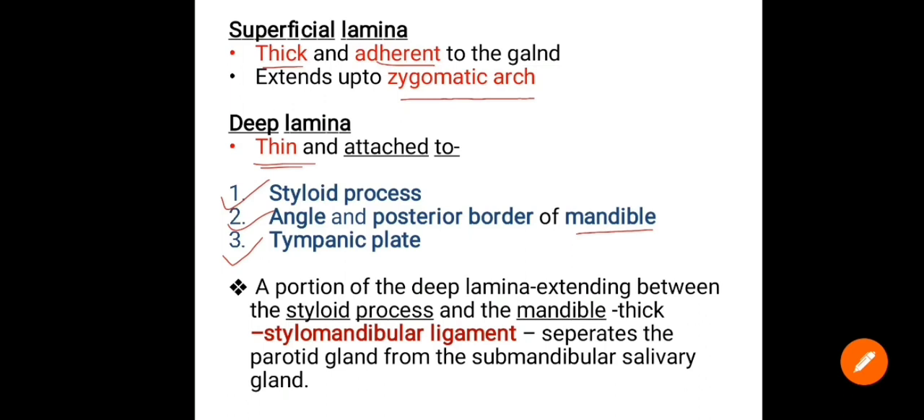Now the speciality about this deep lamina is that a portion of the deep lamina, it's just a portion, okay, a portion of the deep lamina that is extending between the styloid process and the mandible will become a little thick and form what is called the stylomandibular ligament. It's easy to remember, right? It's the part between the styloid and the mandible. So it is the stylomandibular ligament. And what is its function? It separates the parotid gland from the submandibular salivary gland.